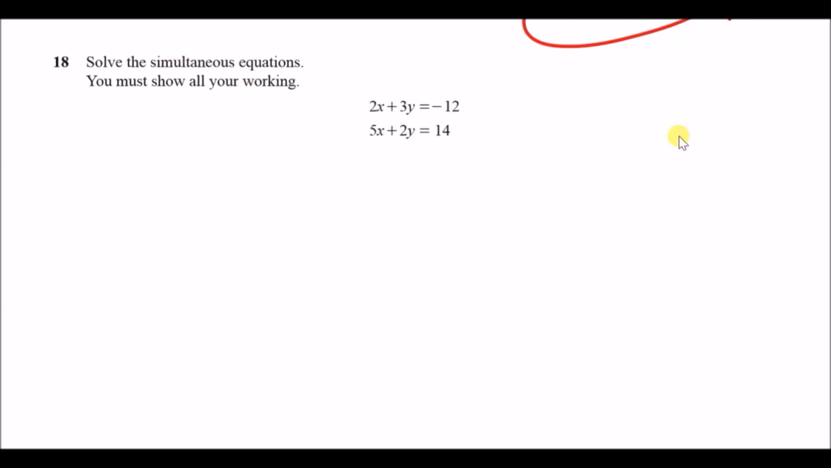And now 18. Solve the simultaneous equations. These are my favorite ones. The way to do this so easily is to literally look at the x values and try to make them the same. Now one's a 2x and one's a 5x. They both match up at the value of 10x.